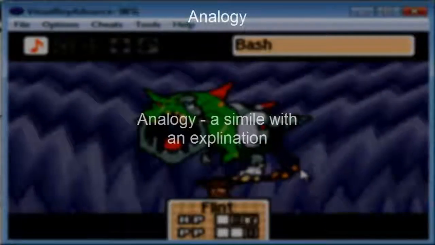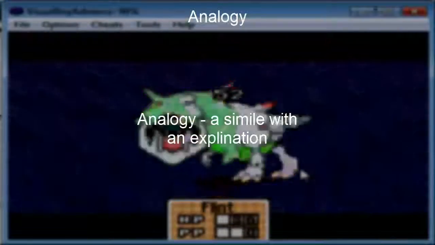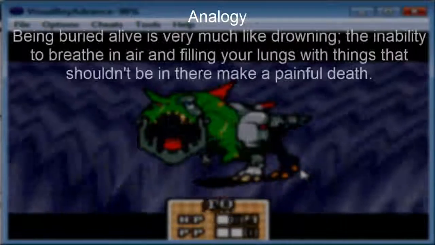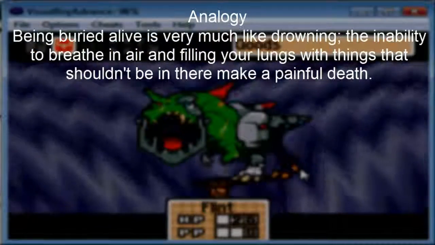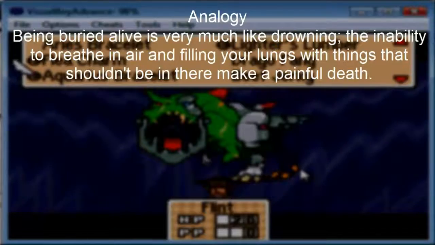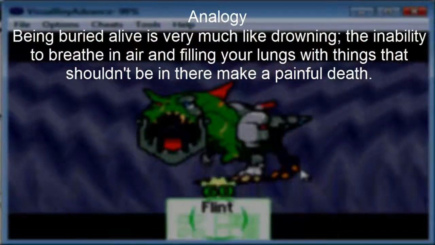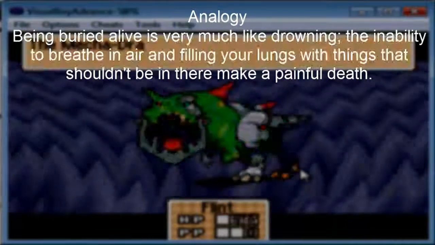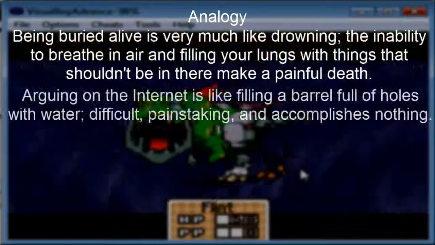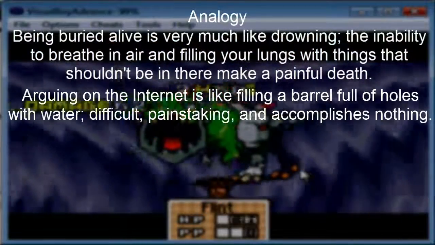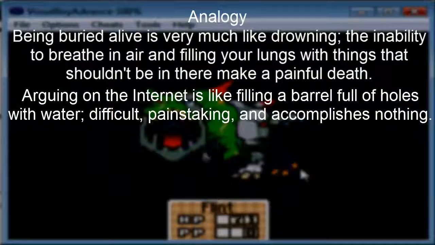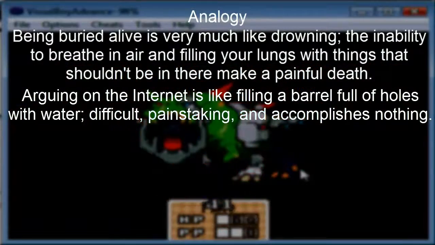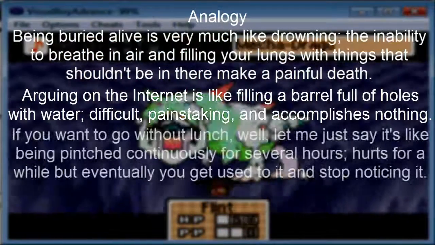analogy. Analogies are basically a simile with an explanation, some examples being buried alive is very much like drowning. The inability to breathe in air and filling your lungs with things that shouldn't be in there make a very painful death. Arguing on the internet is like filling a barrel full of holes with water. Difficult, painstaking, and accomplishes nothing.